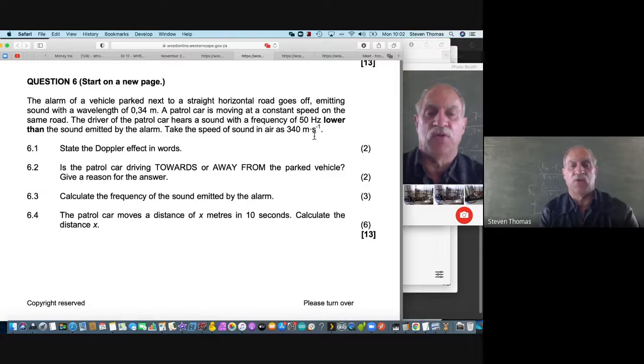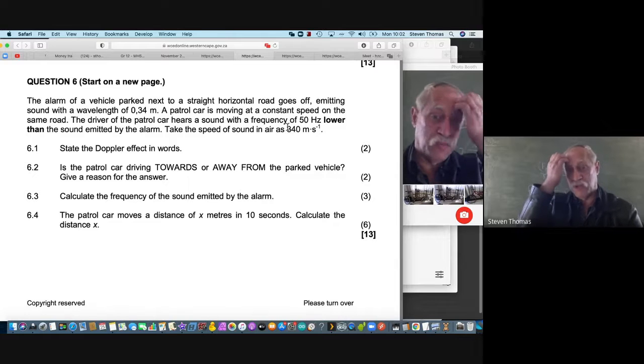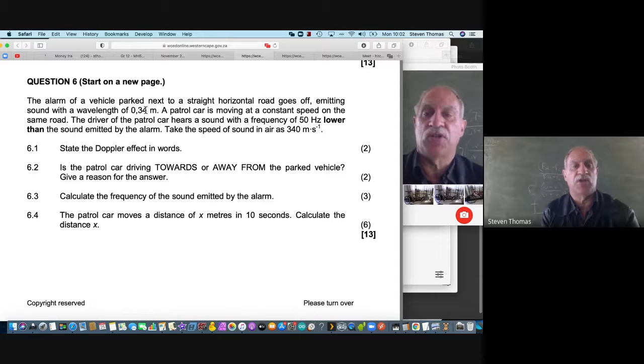They're going to give you the velocity, the speed of sound in air. That velocity equals frequency times this wavelength. A patrol car is moving at a constant speed on the same road. The driver of the patrol car hears a sound with a frequency 50 hertz lower. So whatever this frequency is, subtract 50, and that's the frequency of the listener.